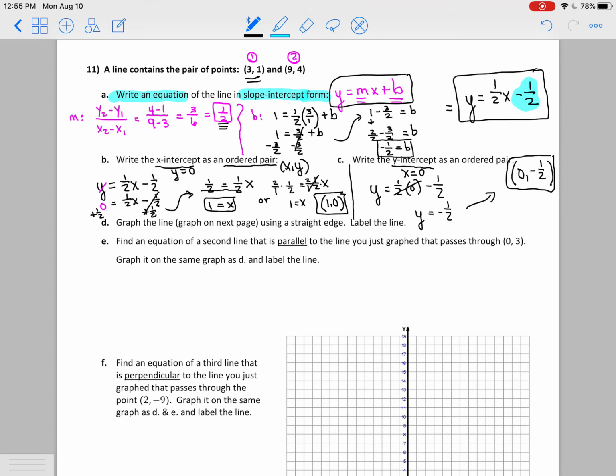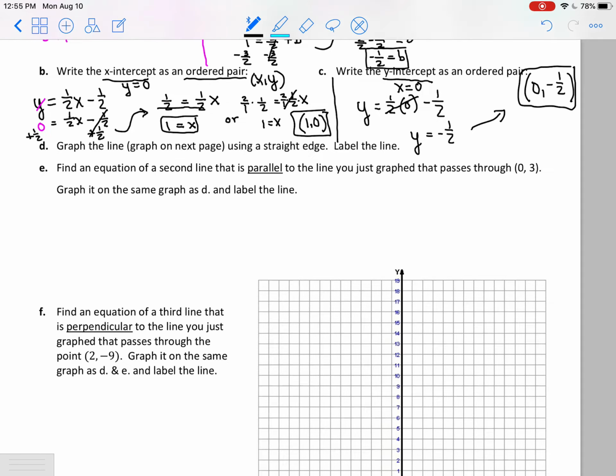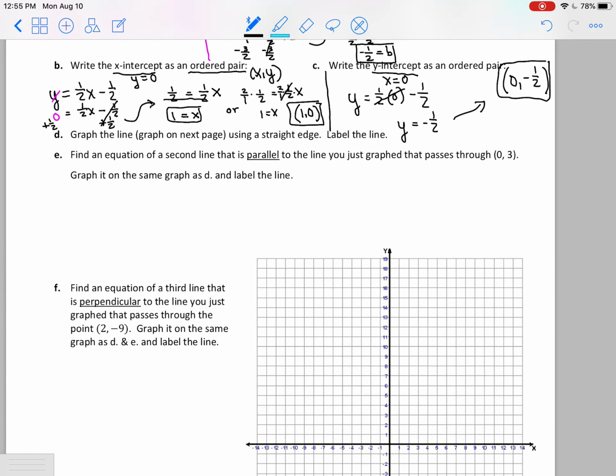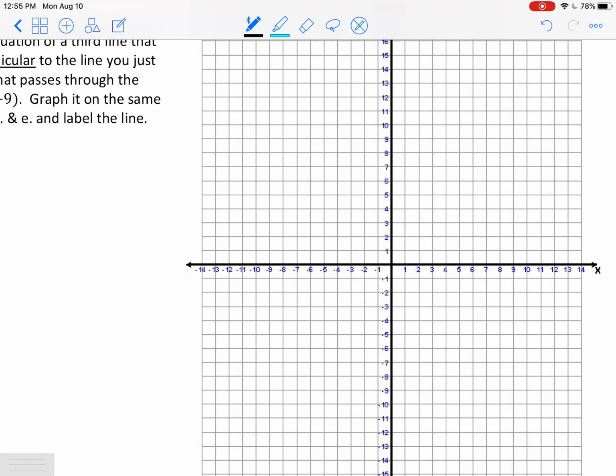Now, this is nice. We have our intercepts for this line, because then in D it asks us just to graph that line. So we can just graph the intercepts. We're going to go 1, 0, and 0, -1/2. So this is going to be so close together and a little bit hard to deal with.